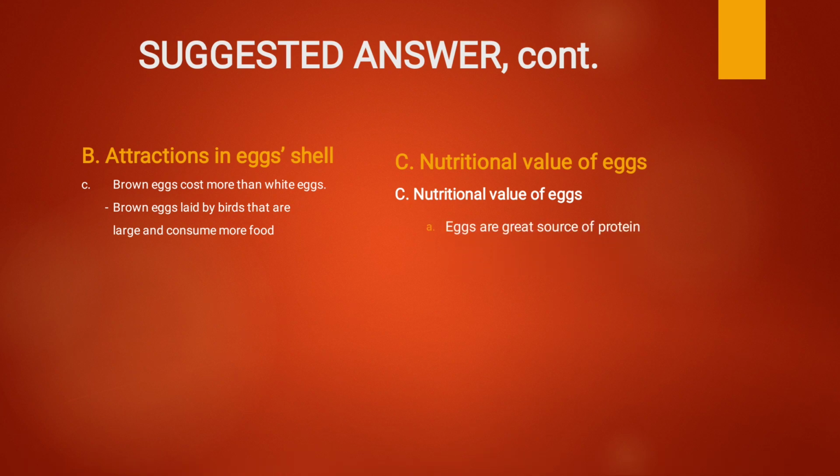We are saying A, eggs are a great source of protein. An egg has 6 grams of protein, and then half of it is found in the egg white.